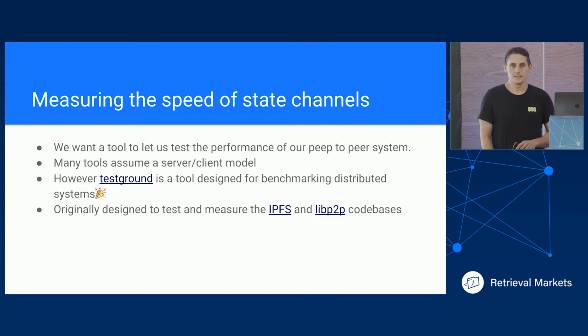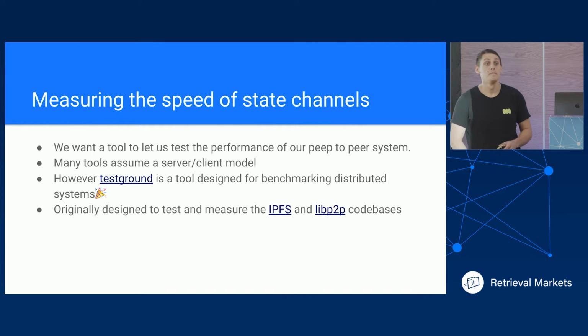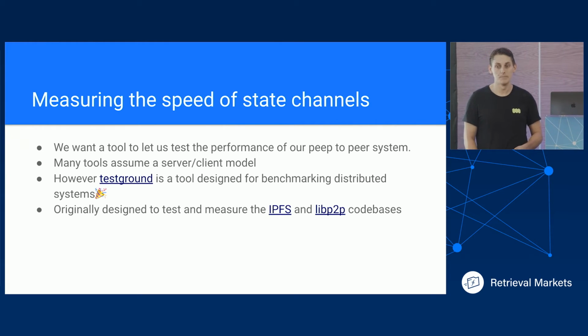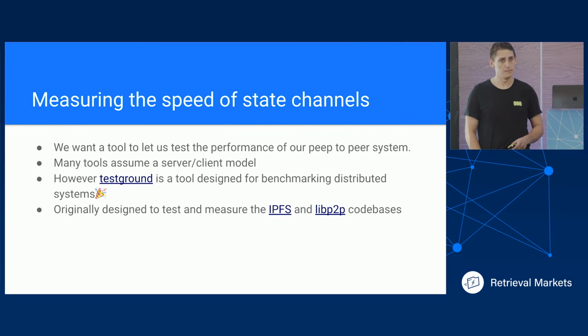Measuring the speed of state channels. Basically, we were looking for a tool to measure performance of our state channel framework. When we first started looking, we found a lot of performance tools that were designed around the server-client model, but not that much for the peer-to-peer distributed world. However, lucky for us, Protocol Labs has already struggled with this problem and built a really awesome tool called Testground, which is a testing framework designed for testing and benchmarking your distributed or peer-to-peer system. And it was originally designed to test and measure IPFS and the libp2p code bases.